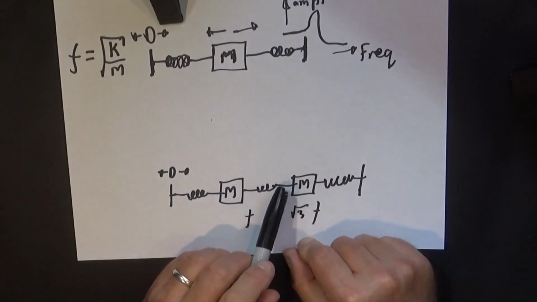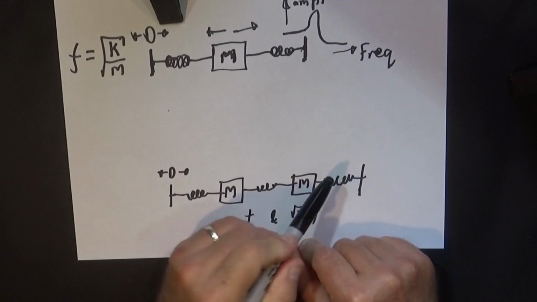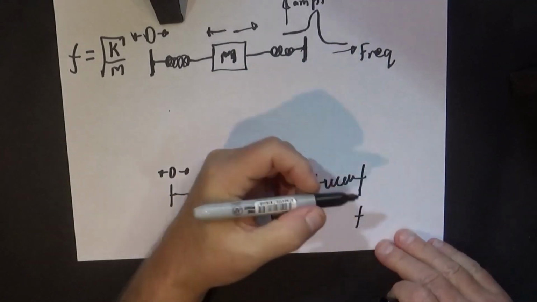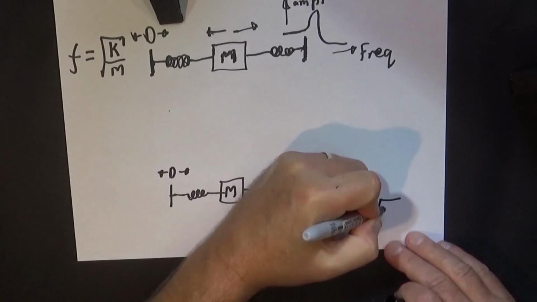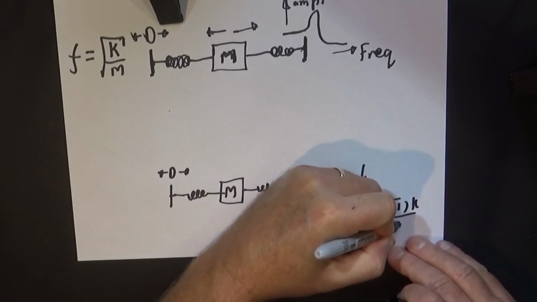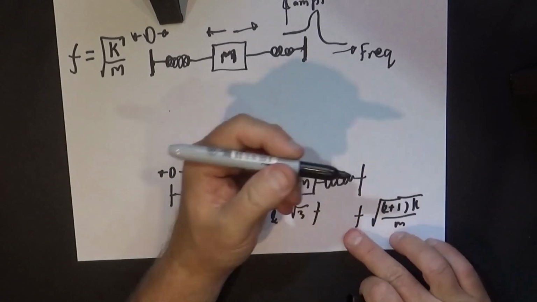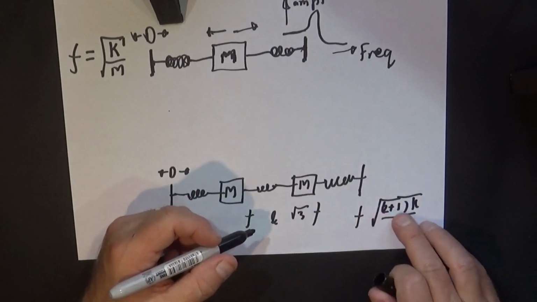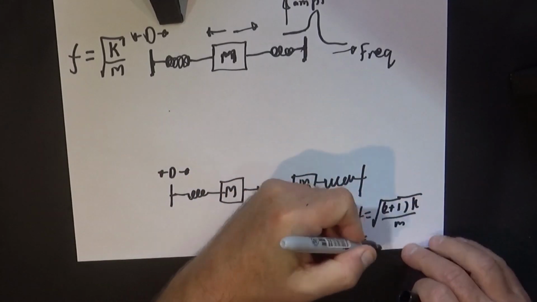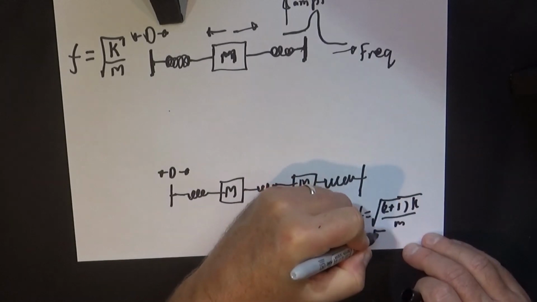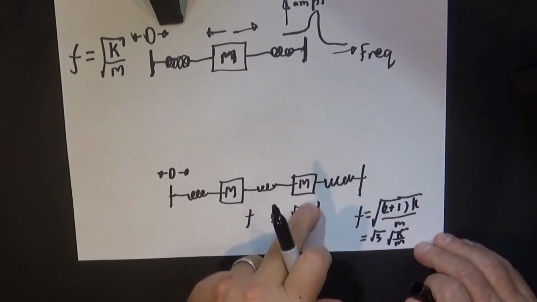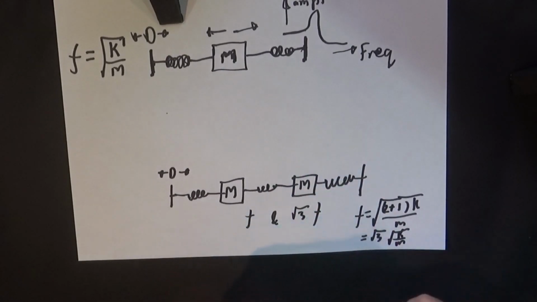But in this case we have 2K this way and 1K this way, so our frequency is given by the square root of 2 plus 1 K over M. So it's the square root of 3 K over M. Sorry about getting boxed into the corner here. So this is where our square root of 3 comes from.